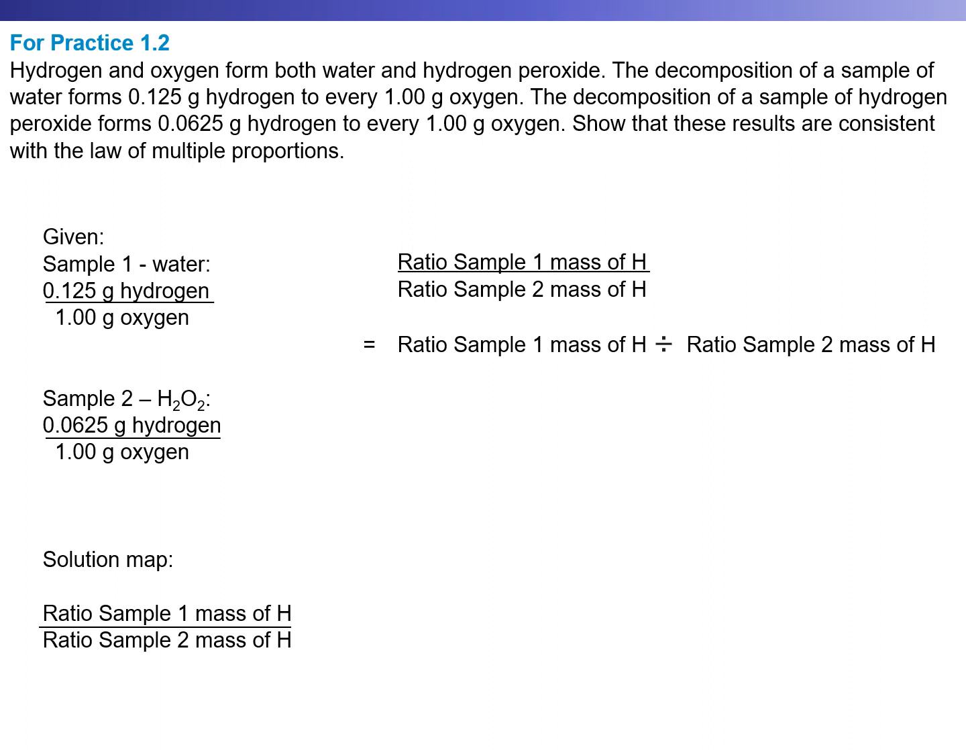So let's go ahead and write out what I mean by the ratio of the mass of hydrogen per sample. So in the first case, what I'm talking about is 0.125 grams of hydrogen for our 1 gram of oxygen. And we're going to write the same for our hydrogen peroxide. Now, most people don't know how to handle this, and dividing fractions is a little bit weird. It's a little bit more simple if you write it as a multiplication problem. In order to do that, we need to invert this second term, which means I'm going to put the oxygen on top and the hydrogen on the bottom and change the division sign to a multiplication sign.